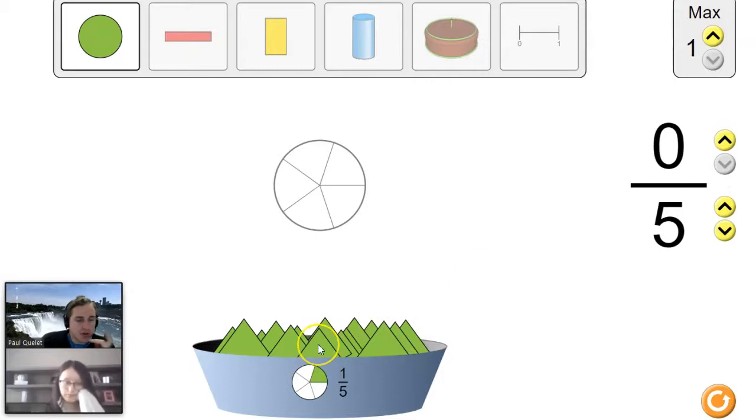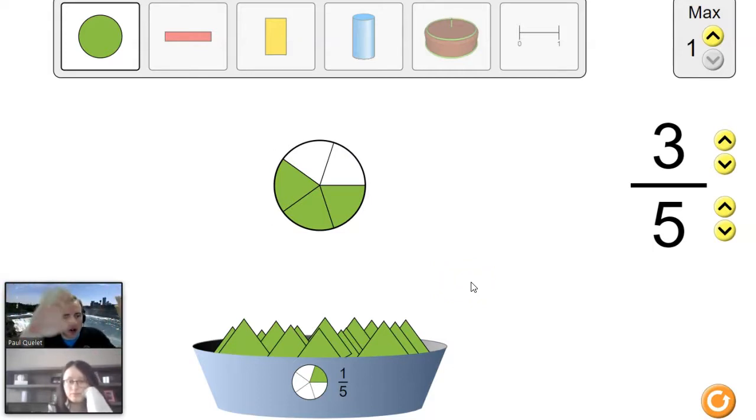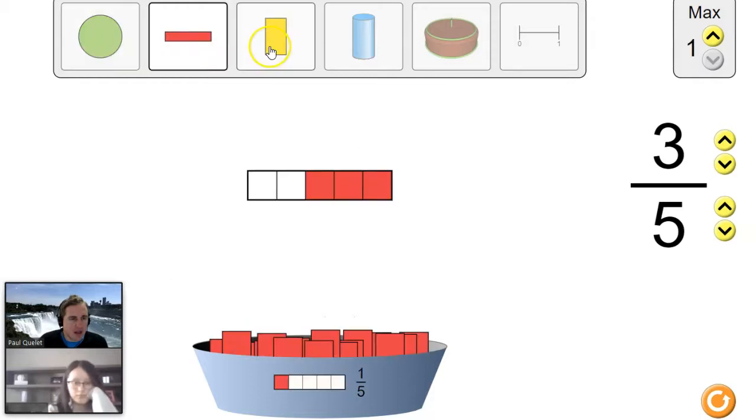Why don't we try 3/5? This is getting a little harder. For 3/5, how many wedges of the pie? We just need 3. 1, 2, there we go, 3. Now notice what the shape looks like. It kind of looks like one of those pentagon stars, with a tip there, tip there, tip there. We're still going to have 3 out of 5 on the rectangles.